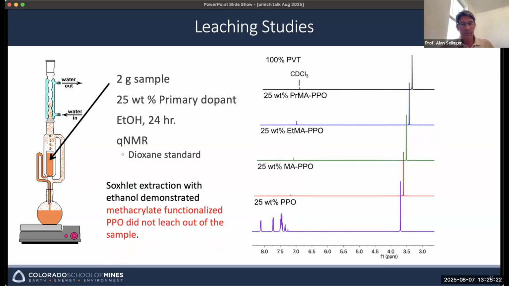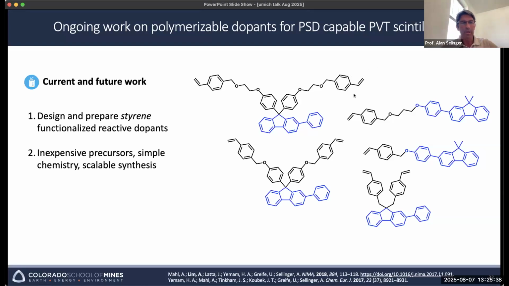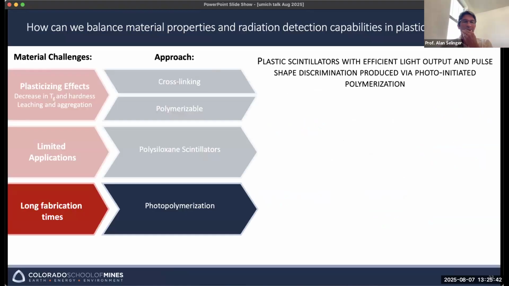So this demonstrates that this project worked really well, and we're still working on this. We're trying to use different dopants because the methacrylate-based dopants have some issues, and so now we're making reactive dopants that have styrene functionality and are working on this. And so this is basically the first project I wanted to talk about, and I have about 20 minutes left, it looks like.